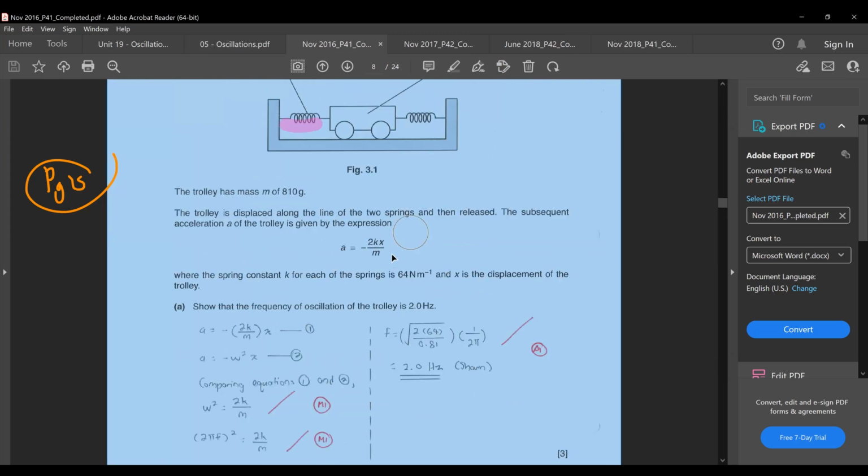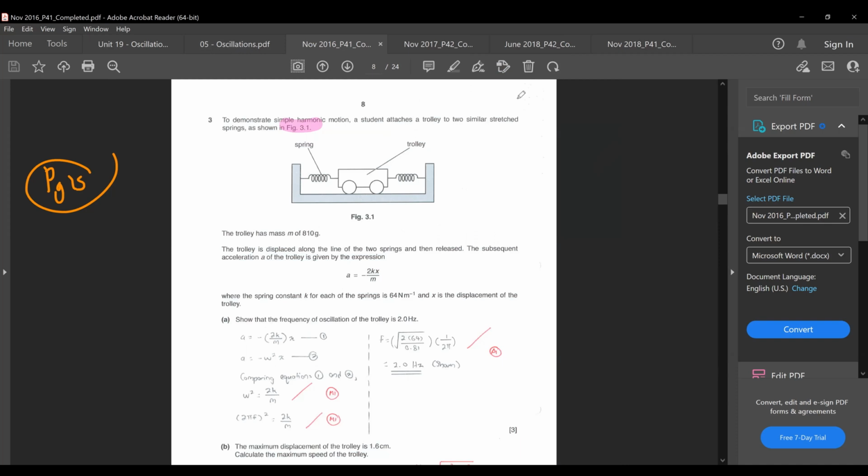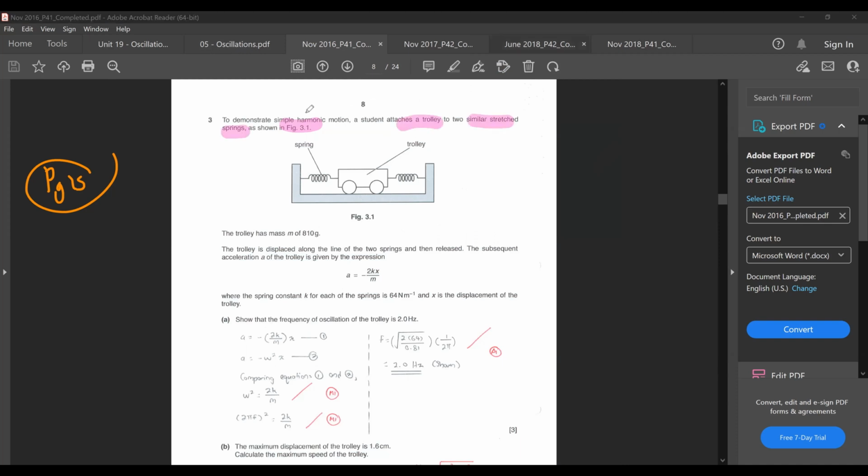In this question, to demonstrate simple harmonic motion, a student attaches a trolley to two similar stretched springs as shown in the figure here. Your trolley has a mass of 810 grams. The trolley is displaced along the line of the two springs and then released, and the subsequent acceleration of the trolley is given by this equation here, where spring constant k for each of the springs is 64 newton per meter, and x is the displacement of your trolley. Show from this that the frequency of oscillation of the trolley is 2 Hz.